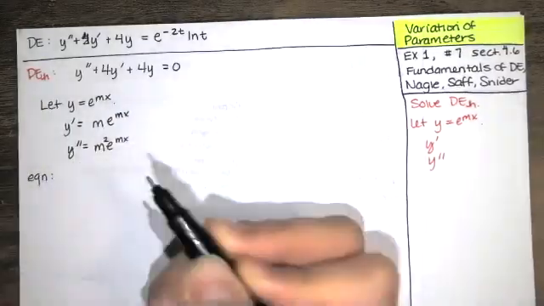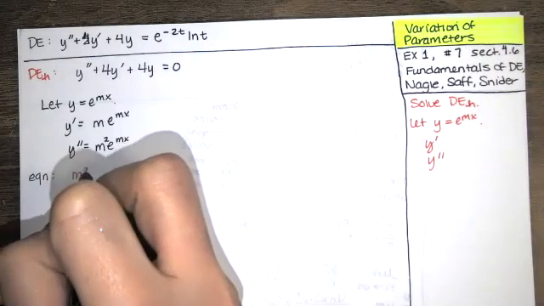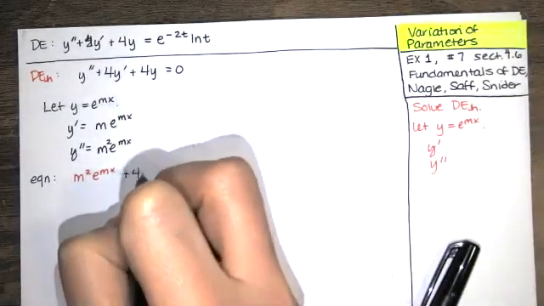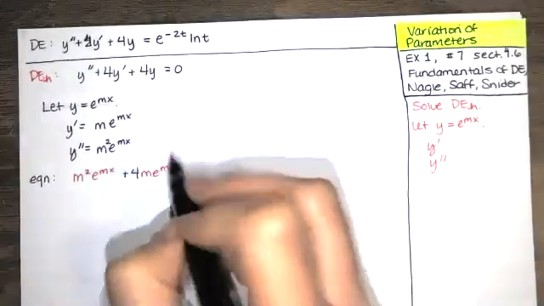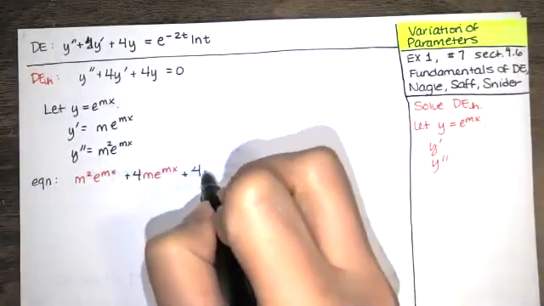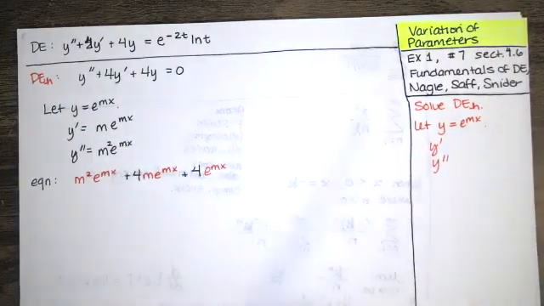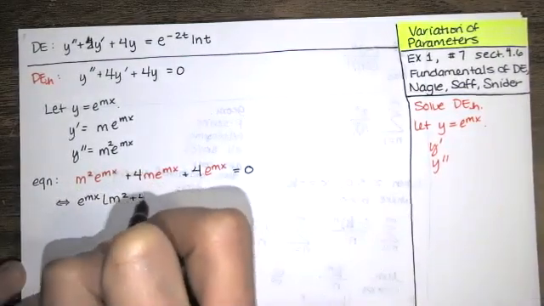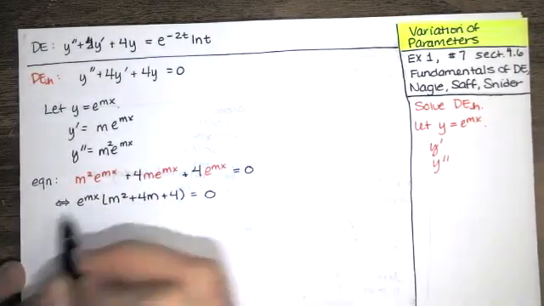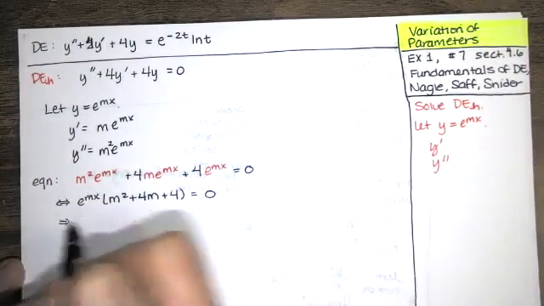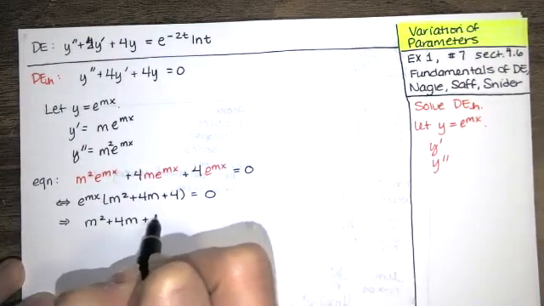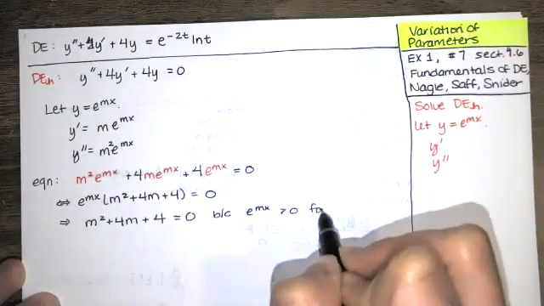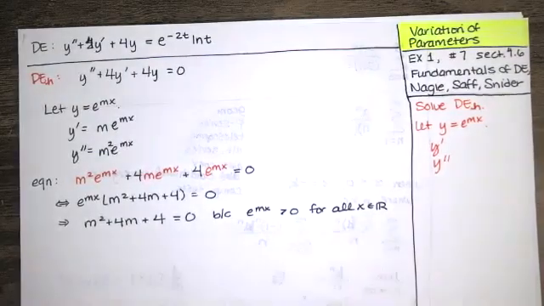So our equation becomes y double prime plus 4 times y prime plus 4 times our initial assumption for y, which was y equals e to the mx. And then we factor out the e to the mx. Then this times this equals 0 if one of these equals 0, but the exponential is never 0. So we have m squared plus 4m plus 4 equals 0. That's our characteristic equation.